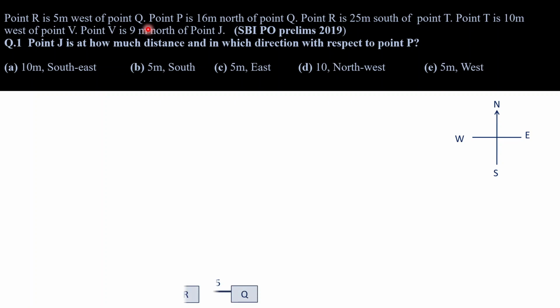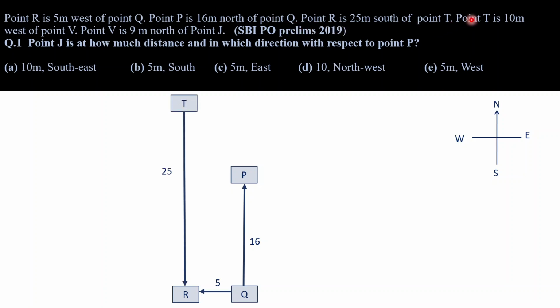So point R is 5 meter west of point Q. Point P is 16 meter north of Q. Point R is 25 meters south of point T. Point T is 10 meter west of point V and point V is 9 meter north of point J. So the question is: point J is how much distance and in which direction with respect to point P? So you have to find out this direction.